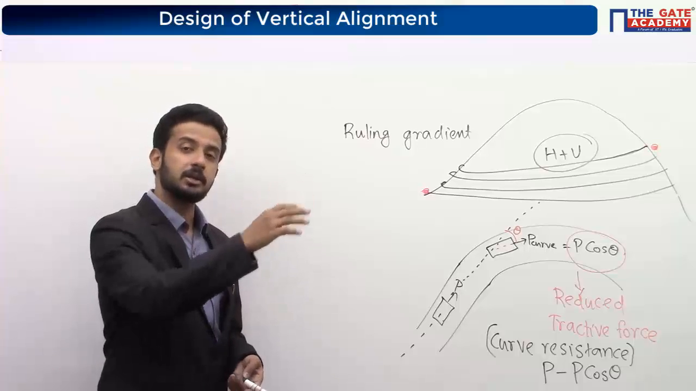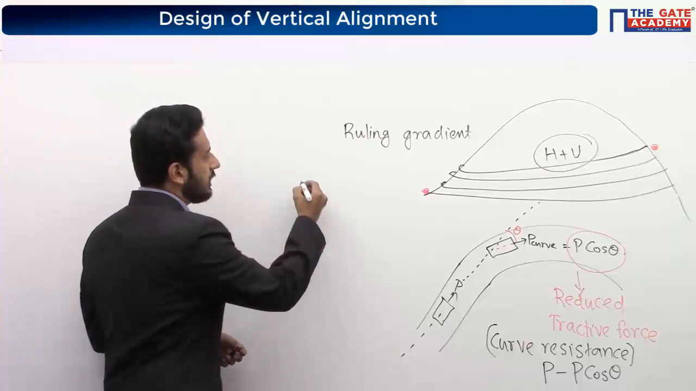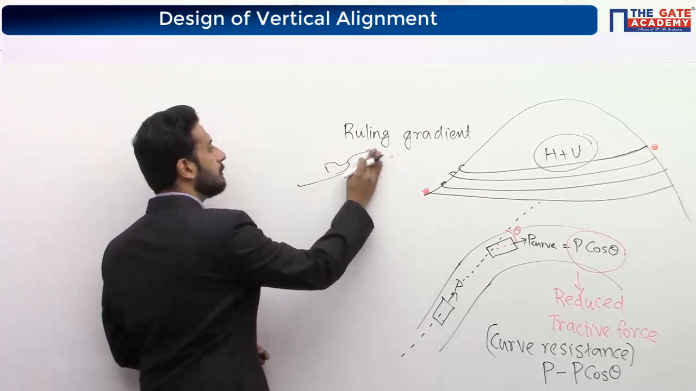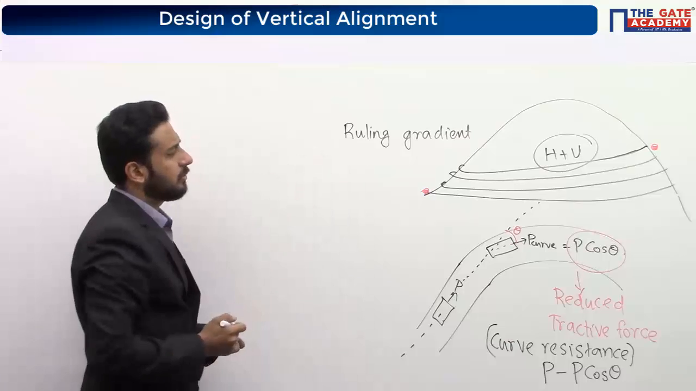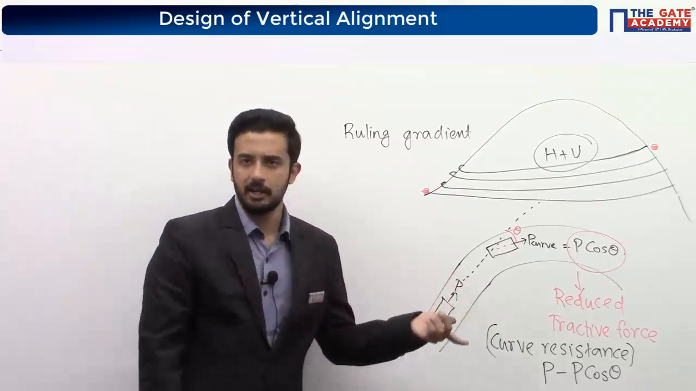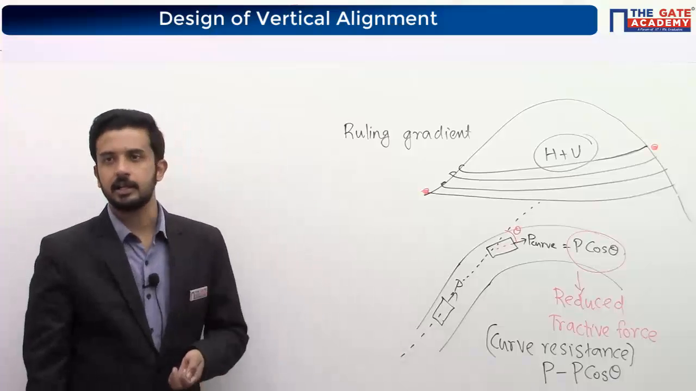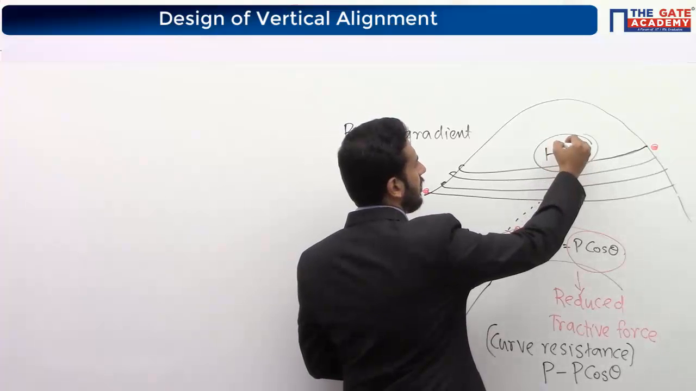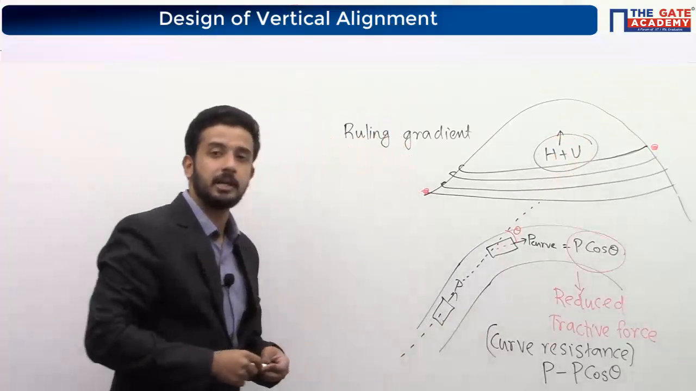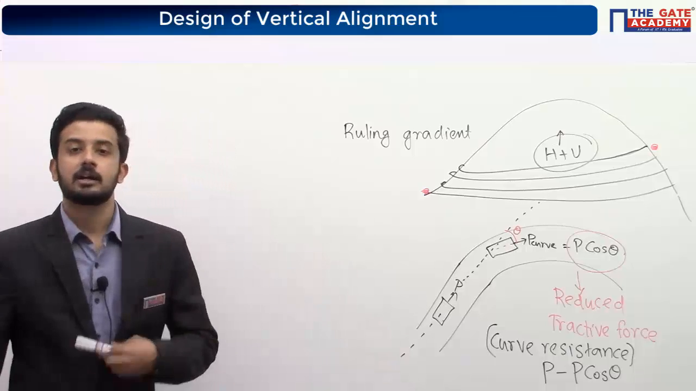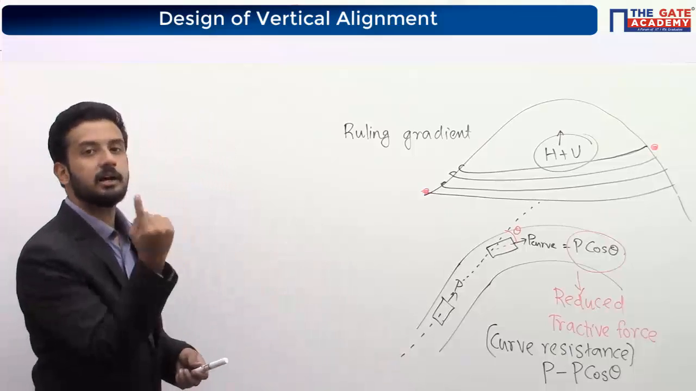If it is more than the rolling gradient, what is the problem? If it is more than the rolling gradient, the vehicle cannot climb. The vehicle will stop there. Okay. So whenever a horizontal curve is coming, along with the vertical gradient, finally what may happen? The resistance your vehicle may be getting is very high. You may not be able to climb, you may not be able to go through the roads.